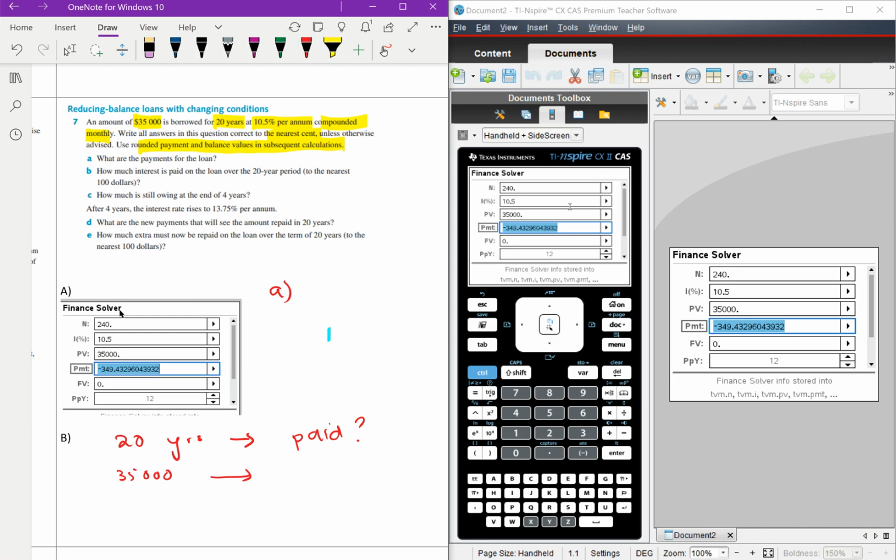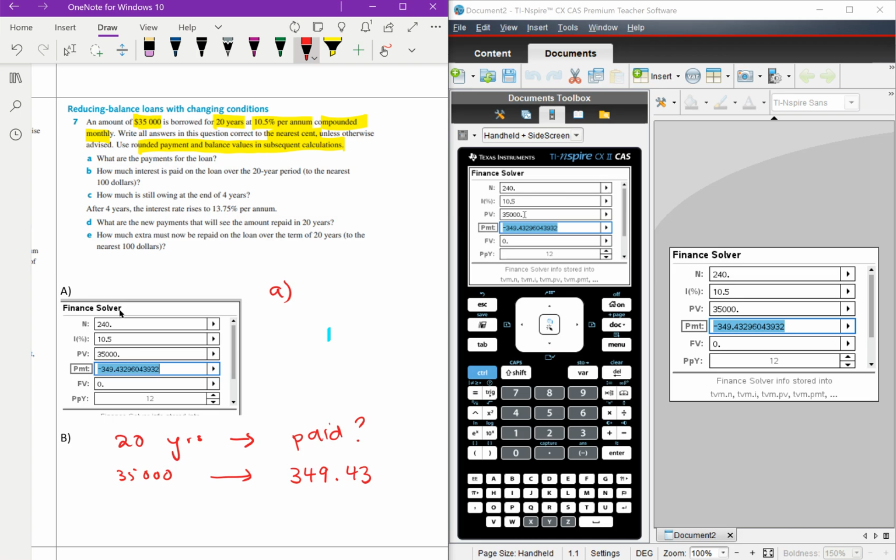So the question is, how much is it worth after 20 years? Well, let's see how much you would have paid in payments. You know that you're paying $349, and if we round it to the nearest cent, $349.43.